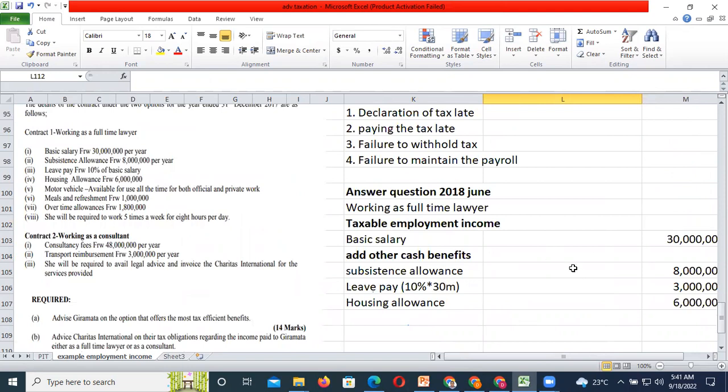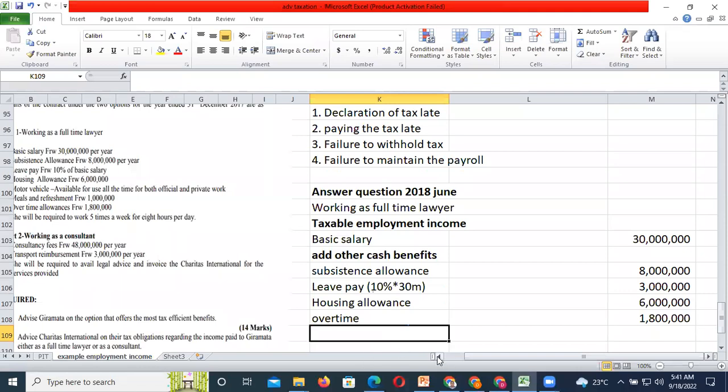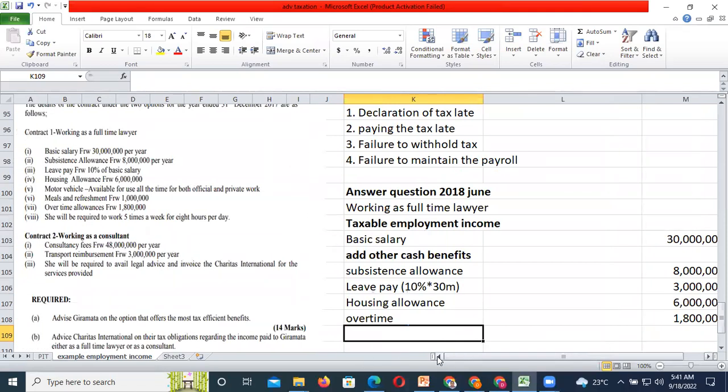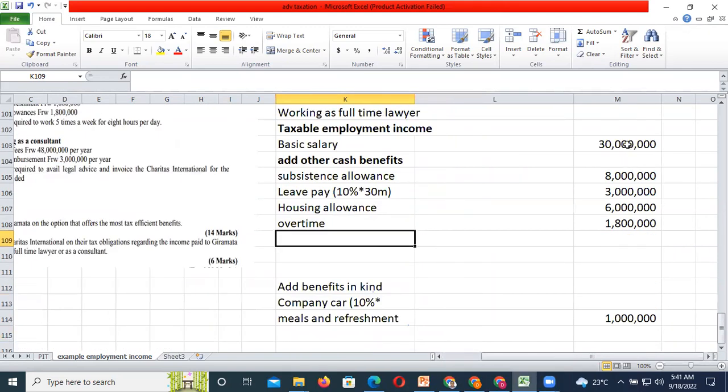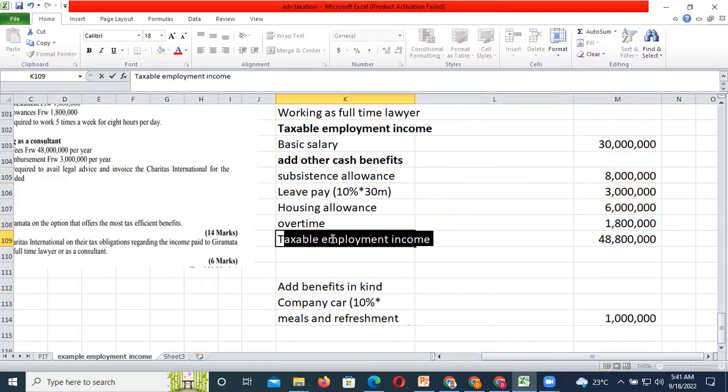Overtime allowance. Overtime. That is a cash benefit, 1.8. Then she will be required to work 5 times a week for 8 hours a day. That is not so much. So the total cash benefits, this is our total cash benefits. Now I want you to make a comment on this meals and refreshment.